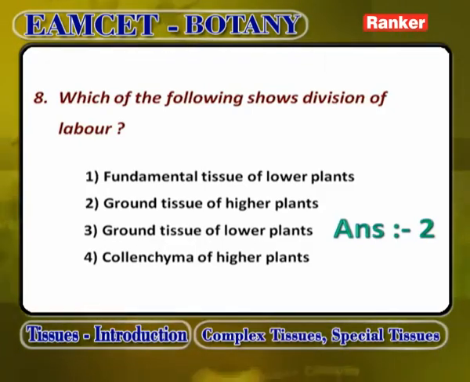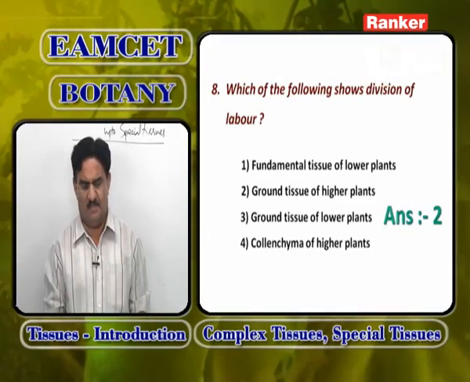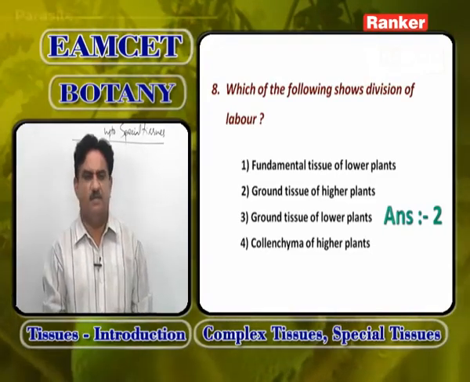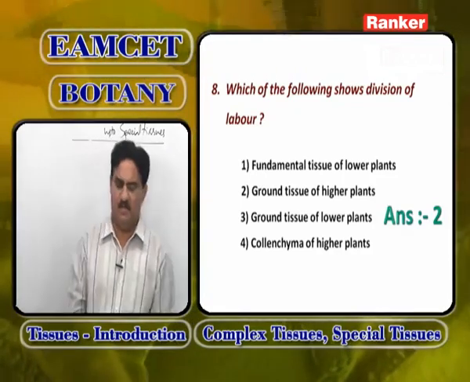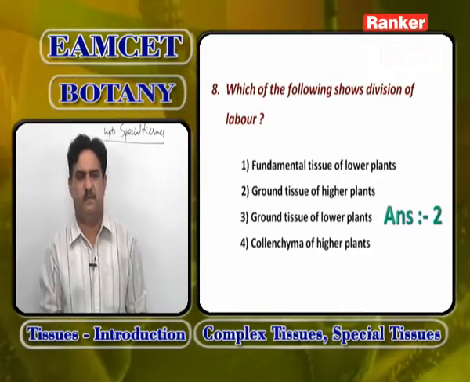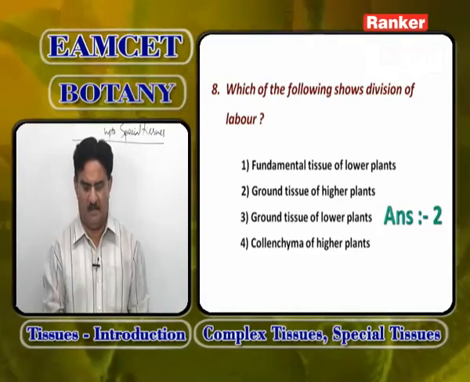Ground tissue of higher plants means parenchyma. Ground tissue of lower plants is not there. Collenchyma higher plant is wrong. So the answer for this is ground tissue of higher plants, where the tissue shows division of labor. So second option.